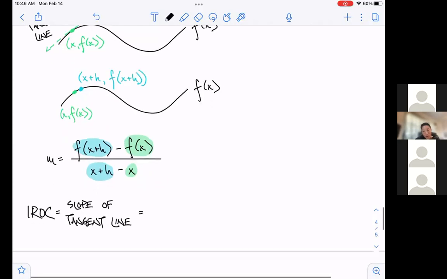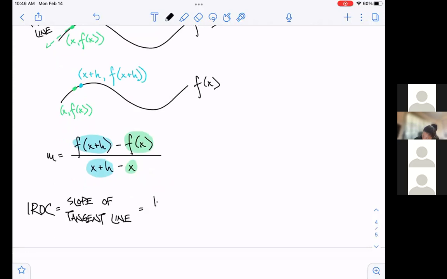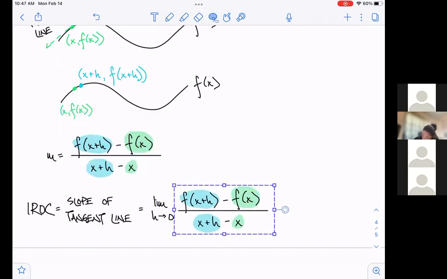And our fancy way of saying make this as small as possible is a limit as h approaches 0. It means I want that h value to get as small as possible, as close to 0 as possible. Okay, so limits are useful here because they make the h values get as close to 0 as possible.